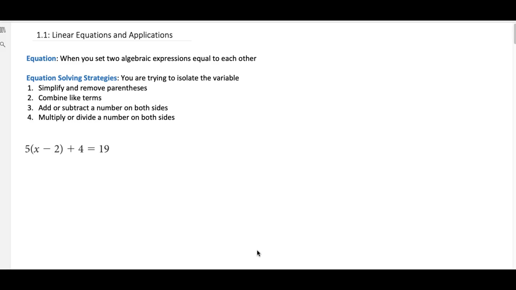So we're going to be talking about equations and solving equations. An equation is when you set two algebraic expressions equal to each other. And when you solve an equation, you want to do a few things.